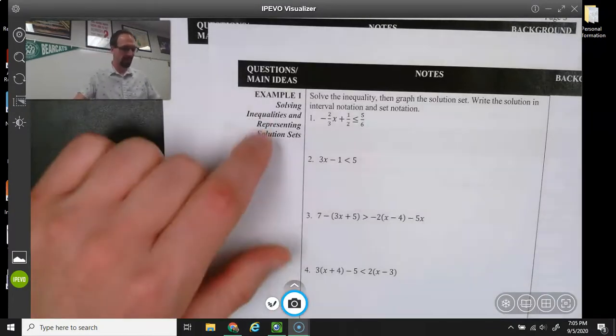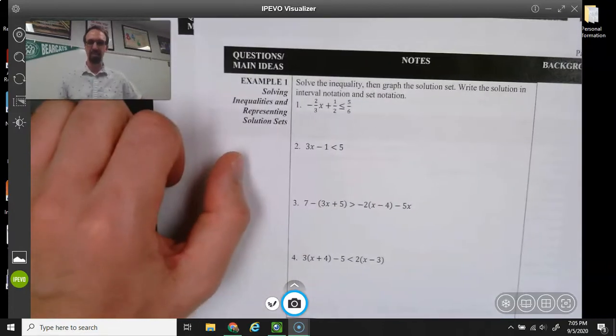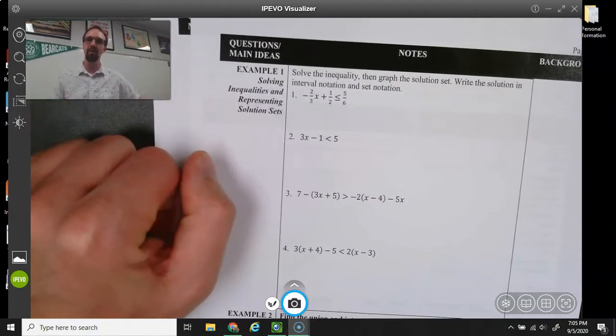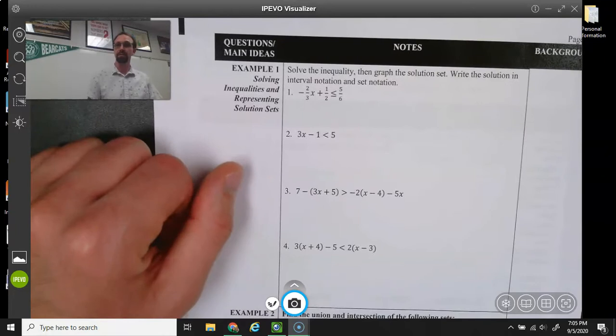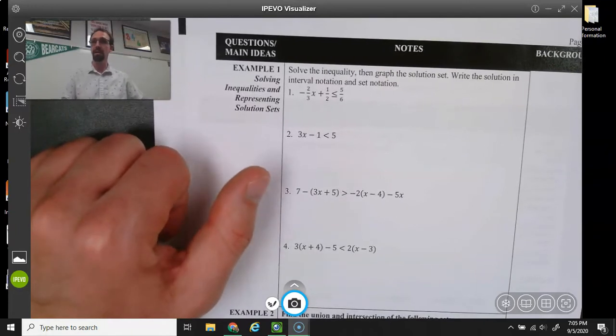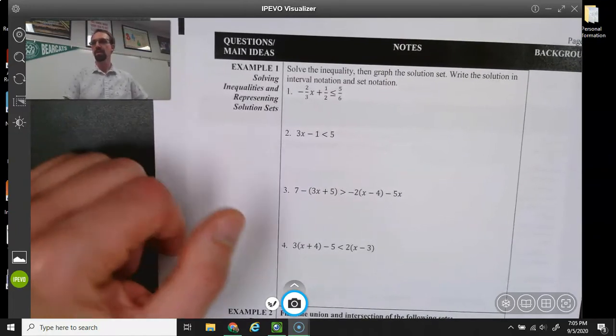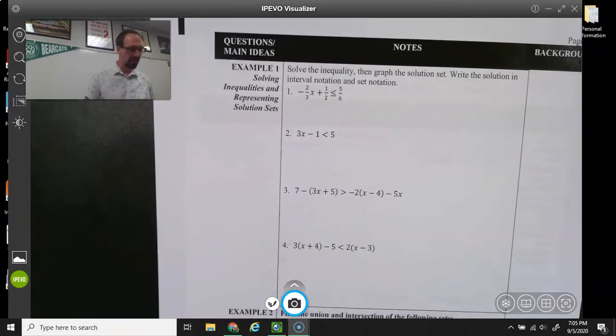In this, we're going to talk about example 1, solving inequalities and representing solution sets. It says solve the inequality, then graph the solution set, and write the solution in interval notation and set notation. With number 1, we have some fractions. I talked about this earlier, but we want to clear the fractions.